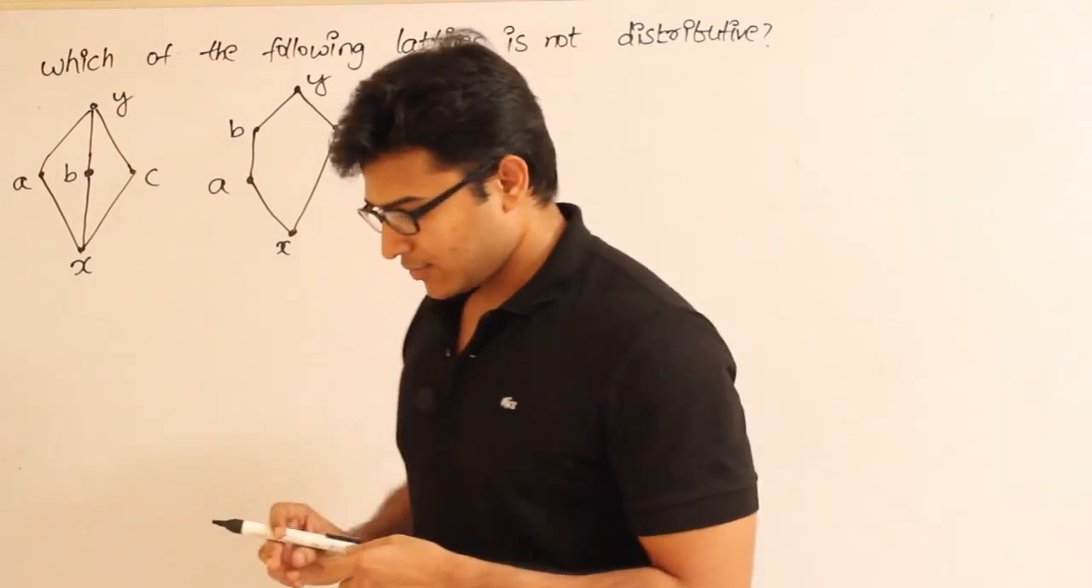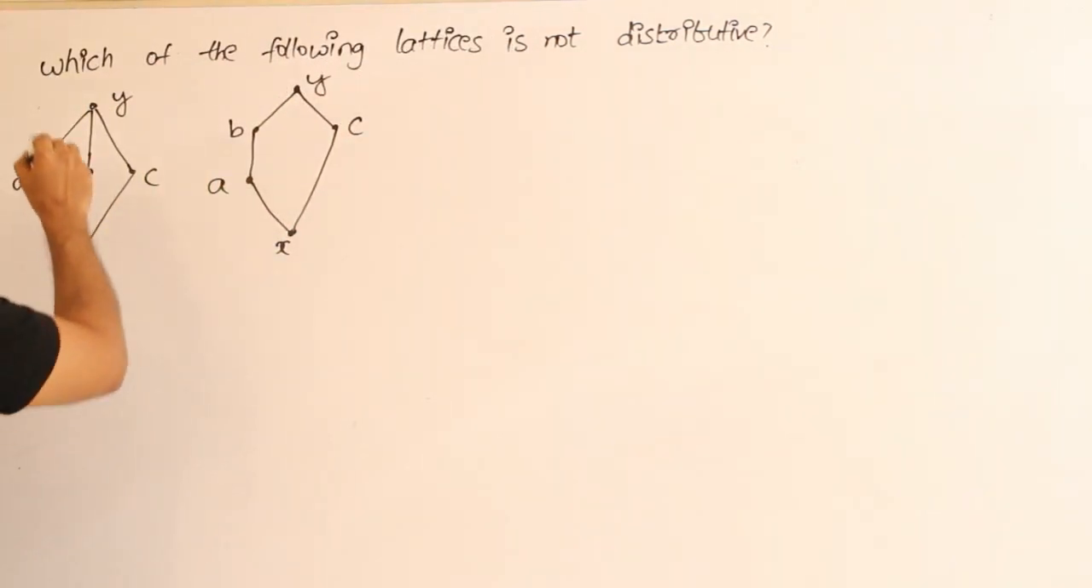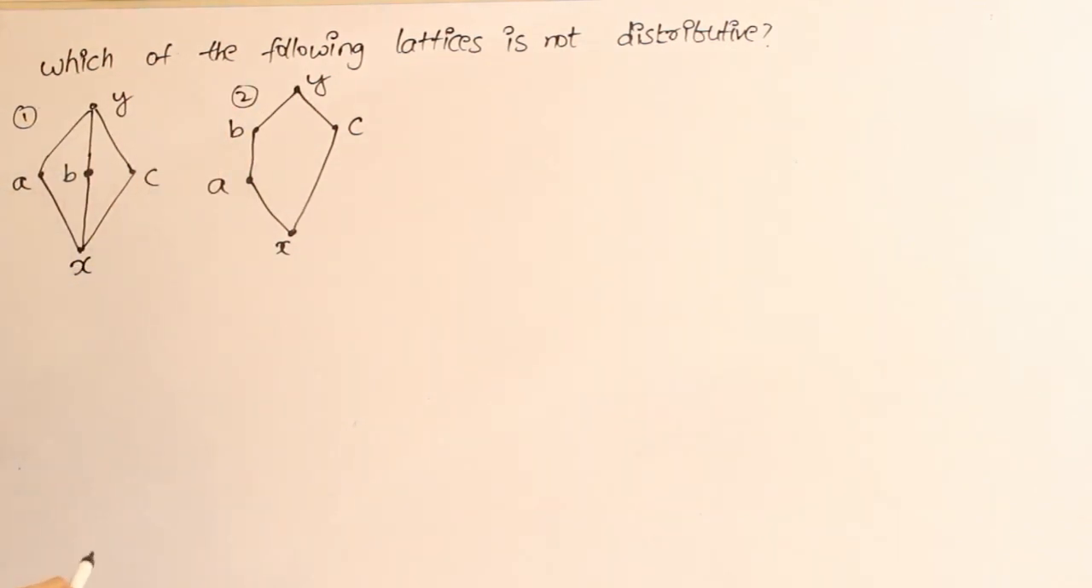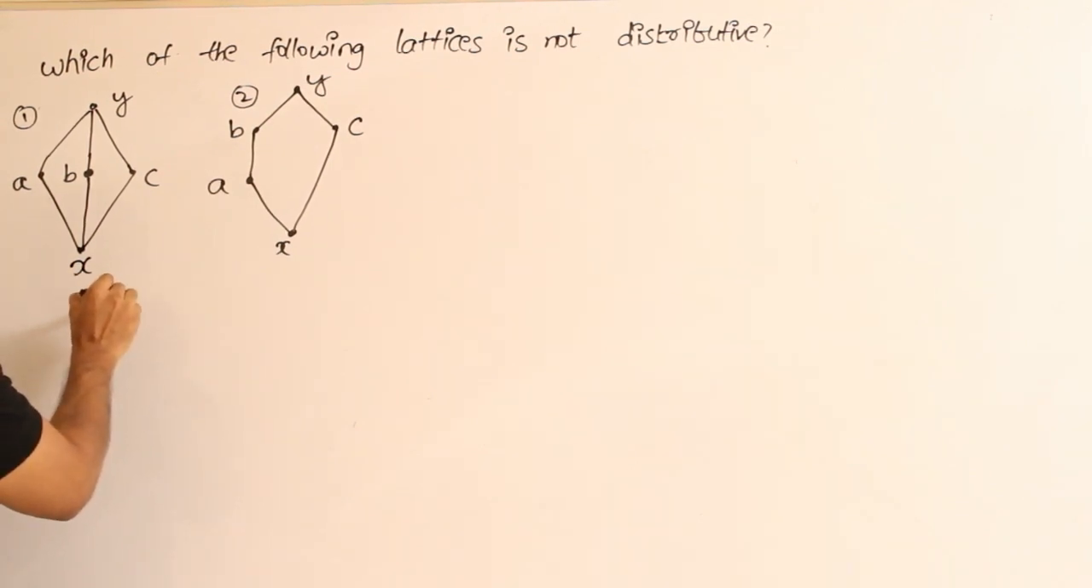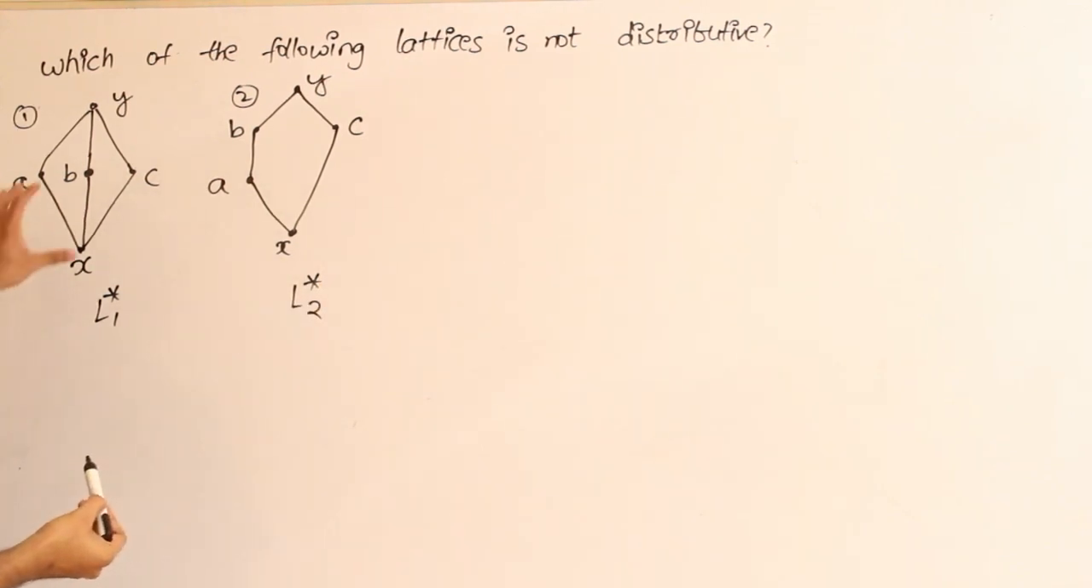So see this. So what is distributive? It should follow the distributive law. So let's take this diagram 1 and 2. For explanation purposes, all the textbooks use this notation. They call it L1 star and they call it L2 star because these are important diagrams. So these lattices have importance for later purposes. I'll tell you what it is, but just follow this convention.